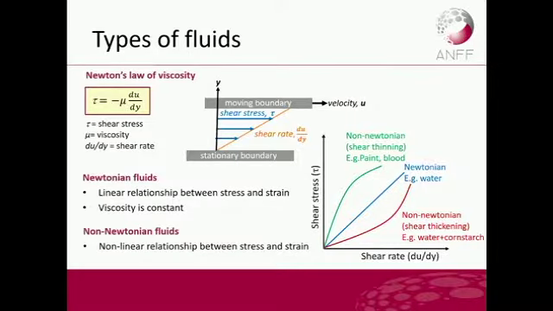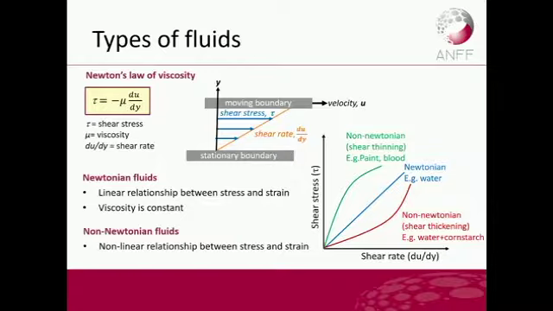Bringing viscosity into the types of fluids, there's mainly two types of fluids out there: Newtonian fluids or non-Newtonian fluids. Newtonian fluids follow Newton's law of viscosity, where there's a linear relationship between the stress and the strain. For example, for fluids that are flowing, there are two plates here, and if the top plate is moving, it causes a shear in this direction. And with that velocity, you can work out the shear rate.